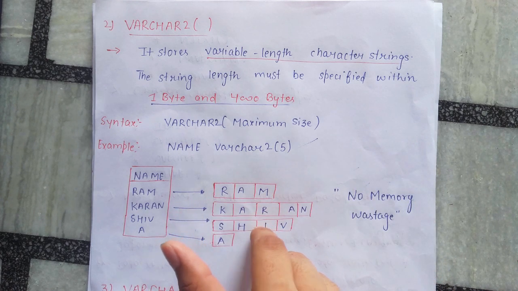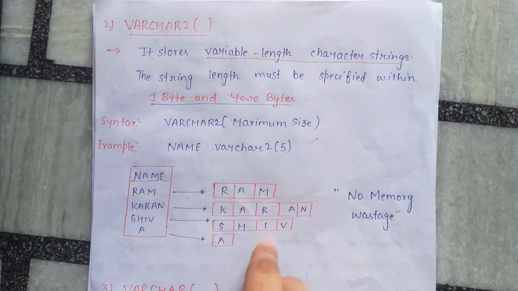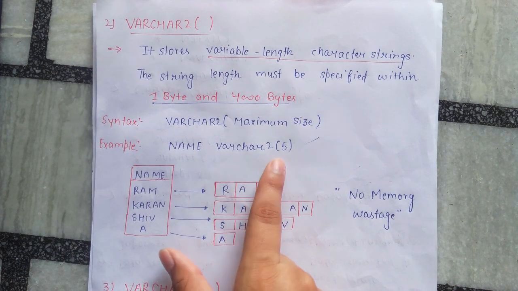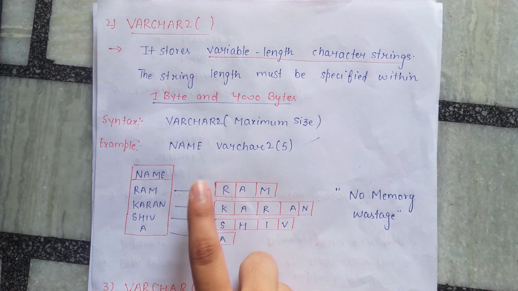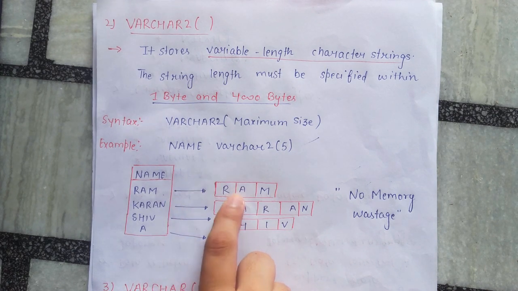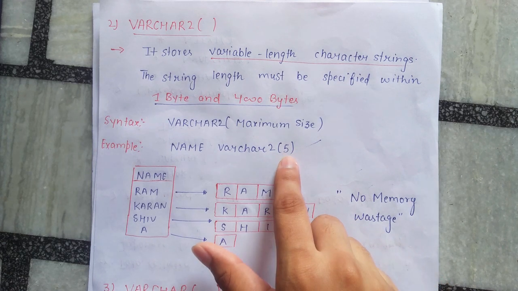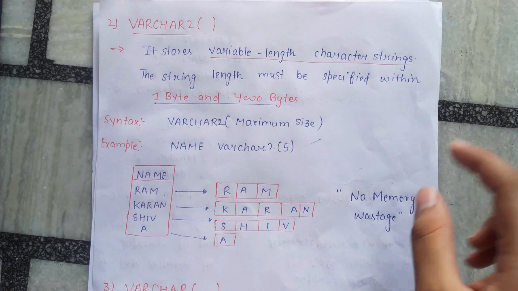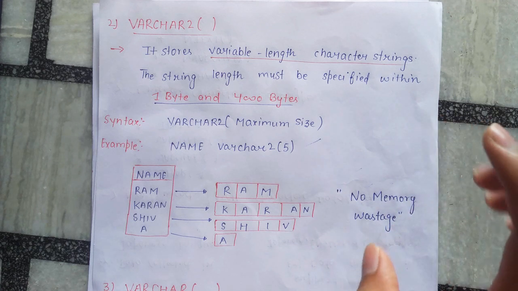Okay, so this is the advantage of using varchar2 over here, that if you are going to store ram, it will take only 3 bytes in the memory, not 5 bytes. But in case of char, what was there, if you are going to store ram, it will take 5 bytes as we have mentioned in here. Okay, but in this it's not so. So there is no memory wastage in case of varchar2. So this is the biggest advantage of using varchar2.